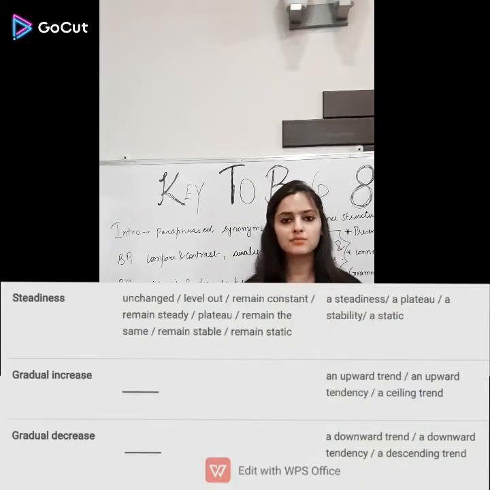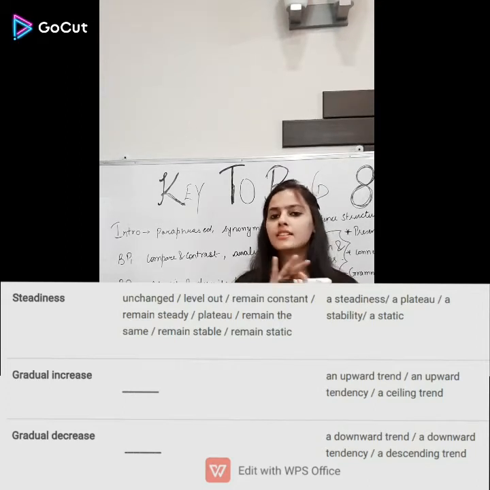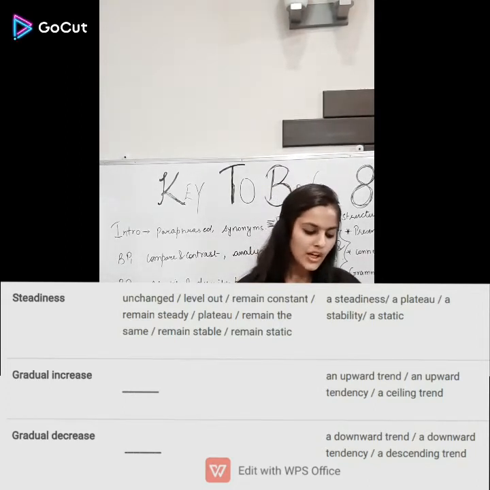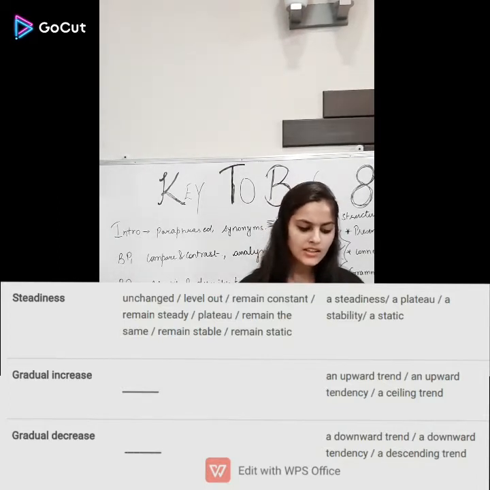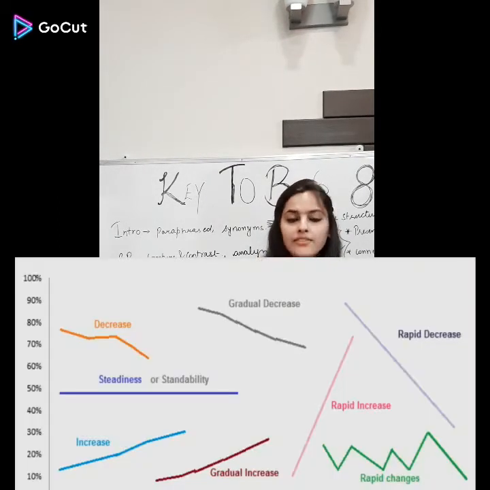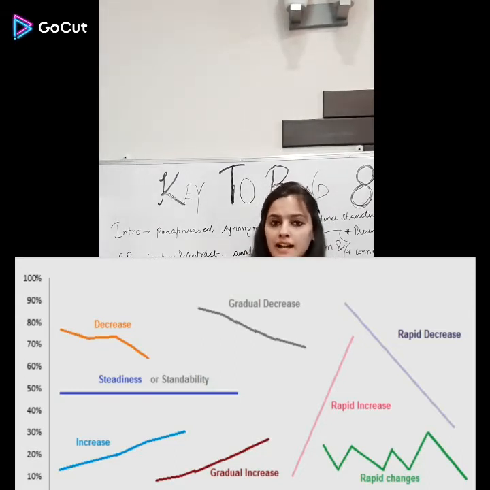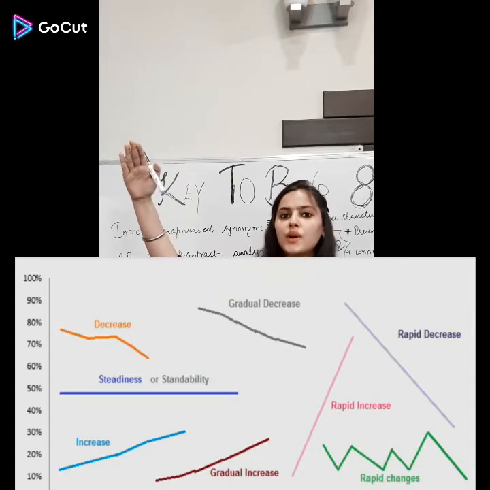Then there is steadiness. What is steadiness? When the data gets stable and there is no change in the data. So you can say the data remained unchanged, leveled out, remained constant. You can present it in the way like: there was a fall in data, there was a decrease in data, or the data decreased steadily. Now what is steadily? When there is a gradual increase or decrease of data in a continuous way, we use gradually. Steadily means in a slow way. Dramatically means in a large quantity.